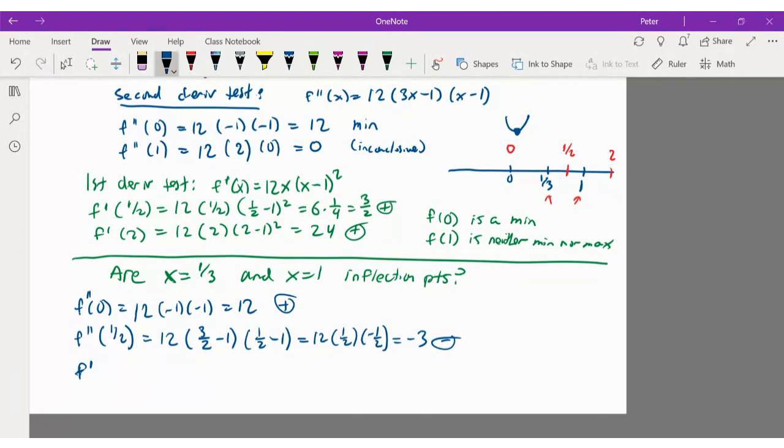And then f double prime of 2 is 12 times, 3 times 2 is 6, minus 1 is 5, and 2 minus 1 is 1. So that gives us 12 times 5 times 1, which is 60. So here that's negative and that's positive. So we actually do have a change in concavity across both of these points, both 1/3 and 1.